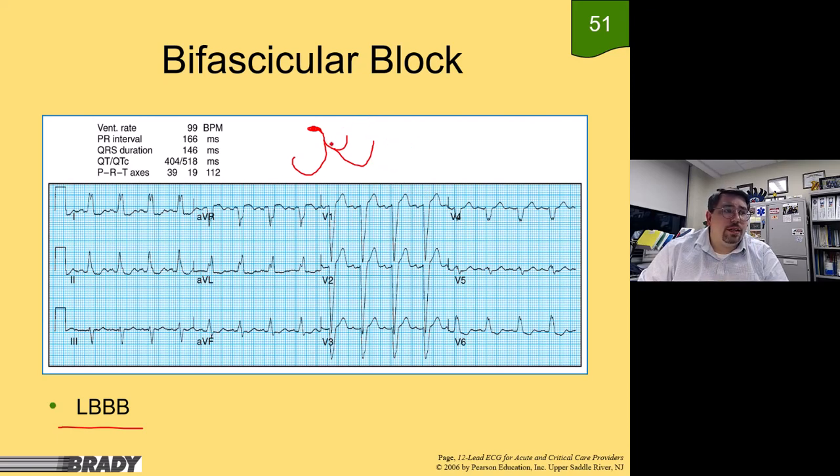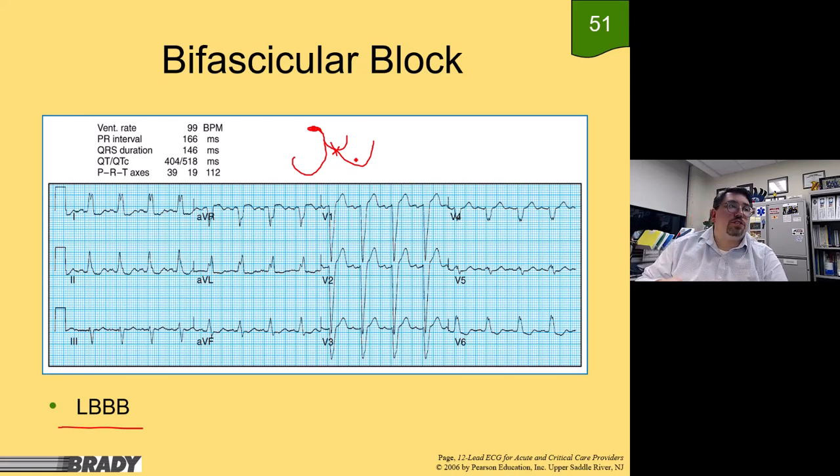In this case, if I'm dealing with a block high on the left side, high on that left bundle branch, then I'm going to immediately have a left bundle branch block, but that left bundle branch block contains two blocks in one: a block of the anterior fascicle and a block of the posterior fascicle. So that gives us two blocks in one. That is an example of a left bundle branch block, which naturally is a bifascicular block.